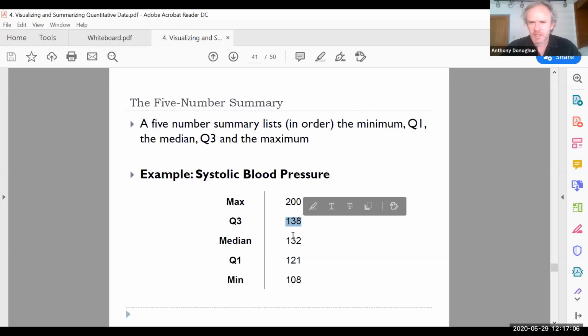So it is a measure of variability around the median value, which is 132, that is unaffected by outliers because it's only based on the middle 50% of data. Even if this turns out to be an outlier, as a measure of variability it's not affected. Just like the median is not affected by outliers, the interquartile range is not affected by outliers.